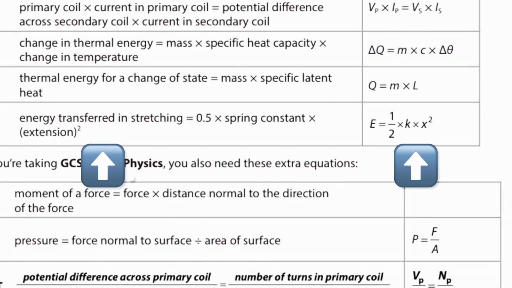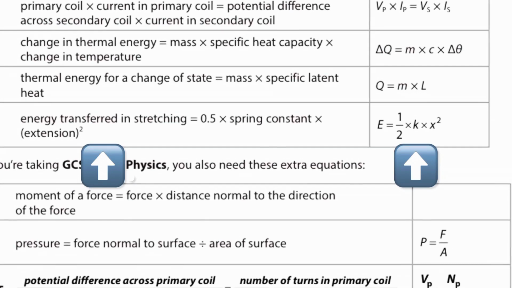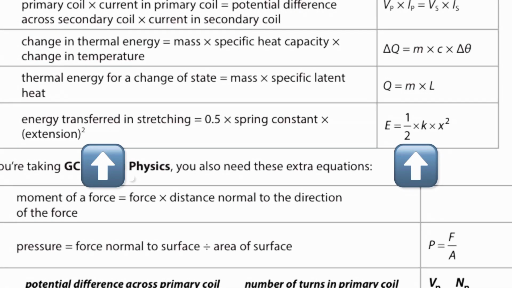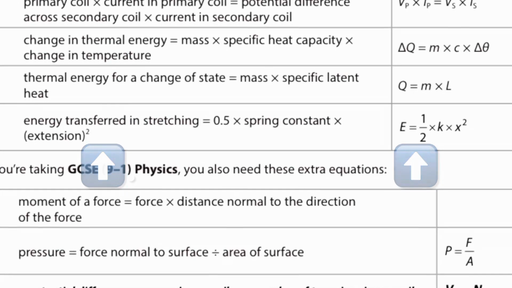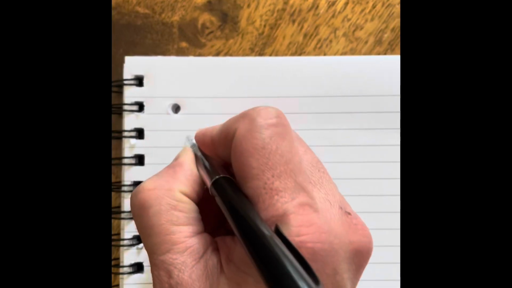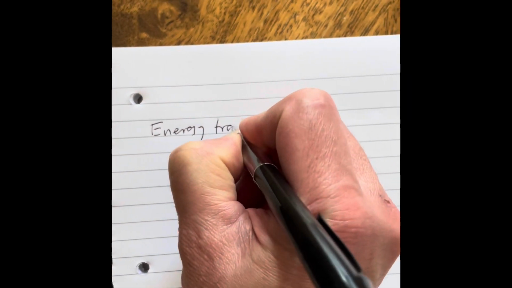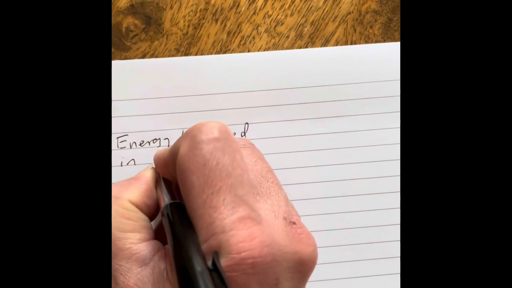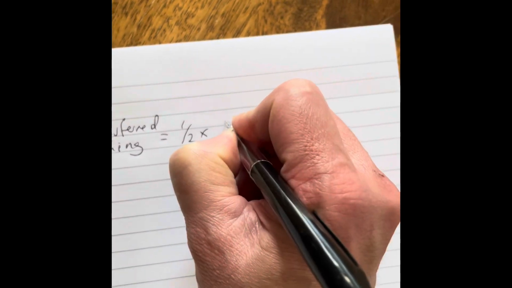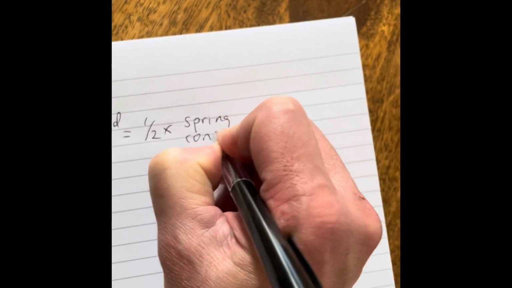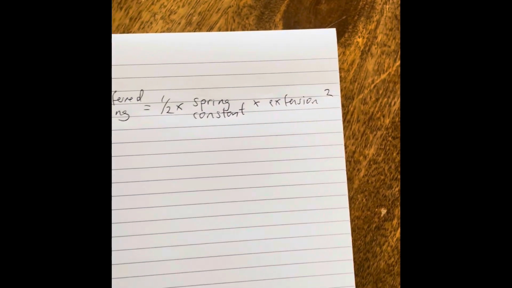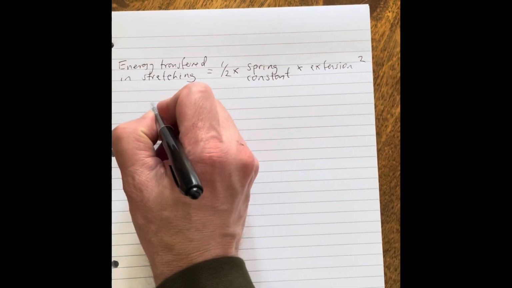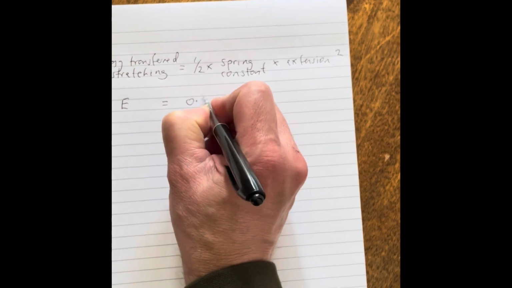Okay guys, so not everyone likes equations, but the good news is we get all the equations we need on our equation sheet, and this is the particular one that we are talking about with regards to this example. The written equation looks like this. The energy transferred in any stretched object is equal to half of the spring constant multiplied by the extension squared. So you need to square the extension and half the spring constant and multiply them together.